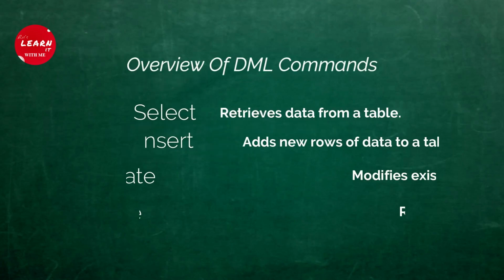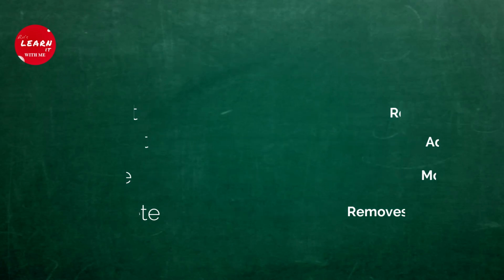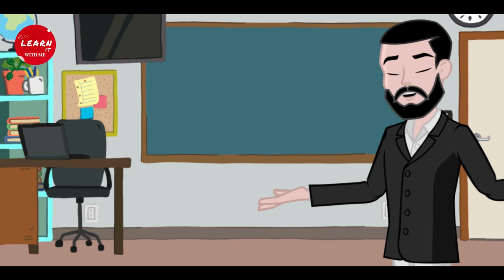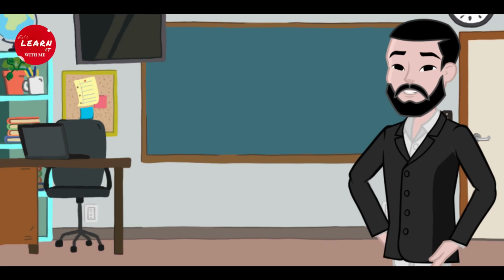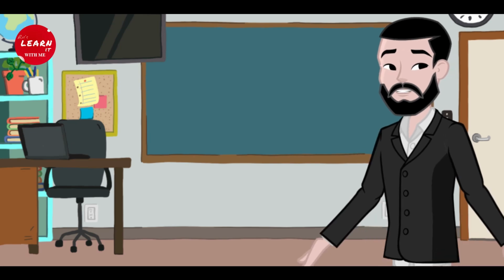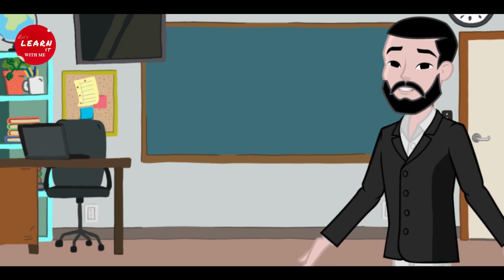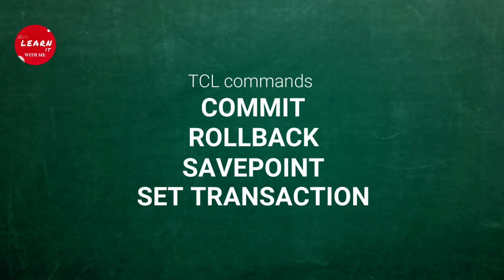Here is an overview of DML commands. The next category of commands is Transaction Control Language, TCL. TCL commands are used to manage transactions in a database. It contains some essential SQL commands for managing transactions: COMMIT, ROLLBACK, SAVEPOINT, and SET TRANSACTION. Let's discuss each one of them.